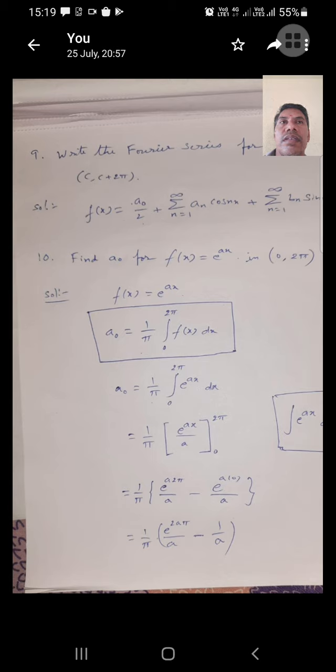So after writing the formula, you know how to substitute. So easily you will get 3 marks, that is 50%.